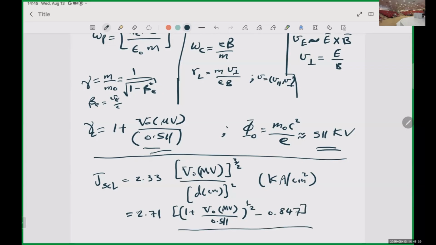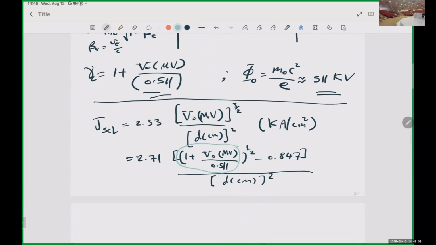These are approximations, a 1D model. And you notice that you will have to include the relativistic effect if you are passing 0.511 MV. And this is what you see here. And this is the space charge limiting current for parallel plate.